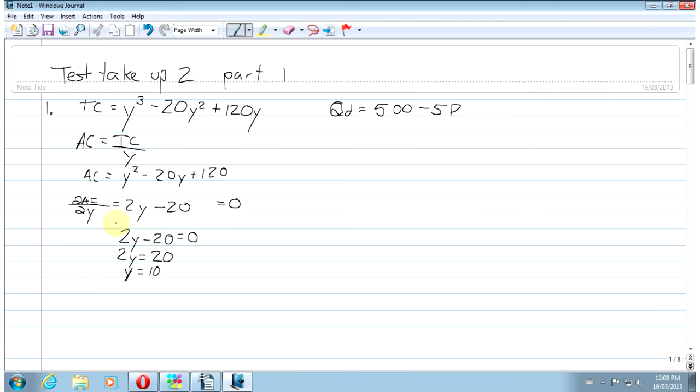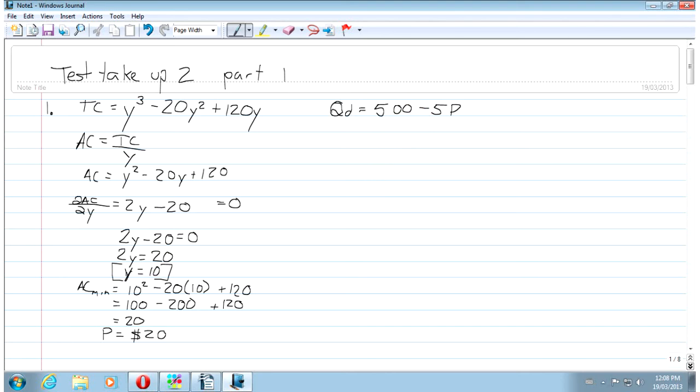We'll plug this 10 back into the average cost. Minimum average cost is 10 squared minus 20 times 10 plus 120, which is 100 minus 200 plus 120, which is simply 20. So P is $20, and quantity per firm is 10.